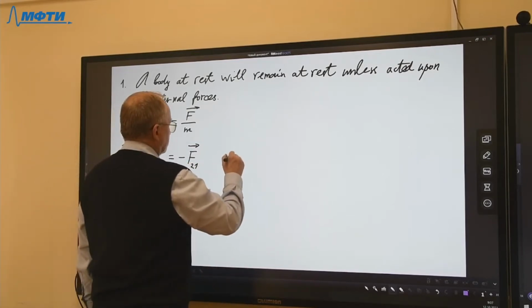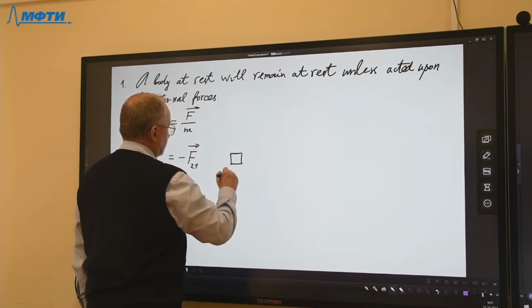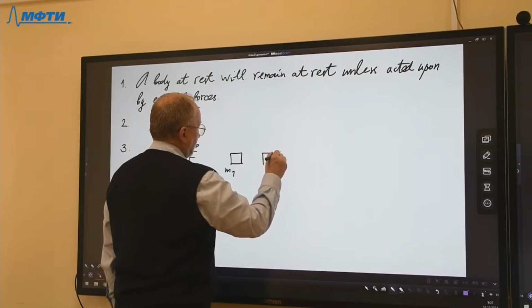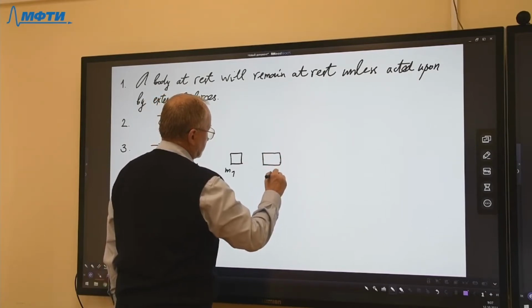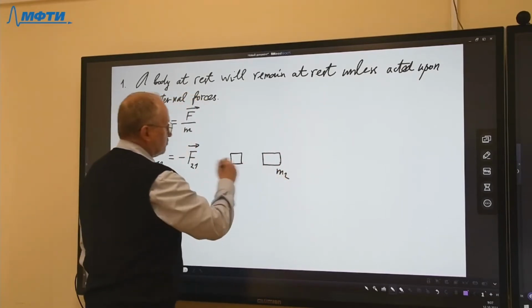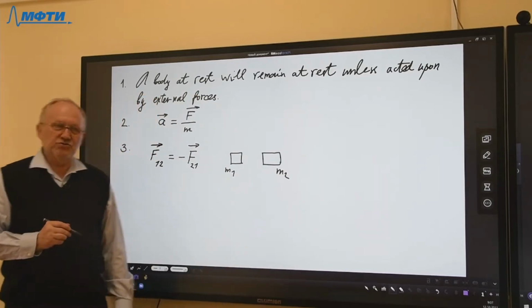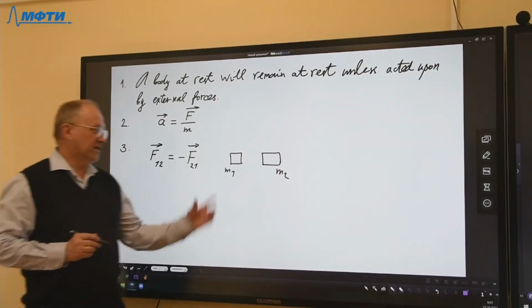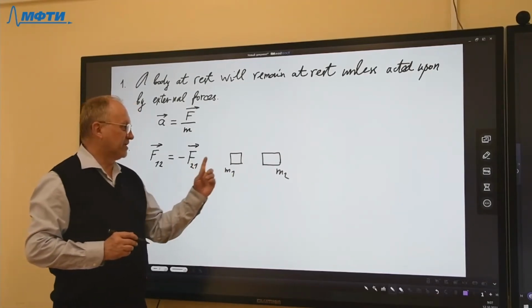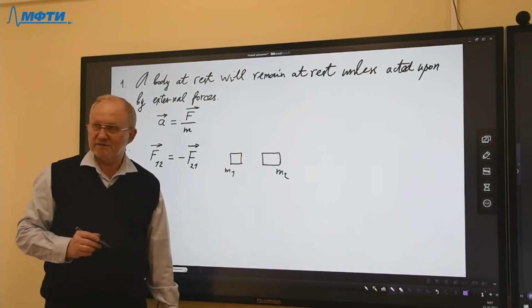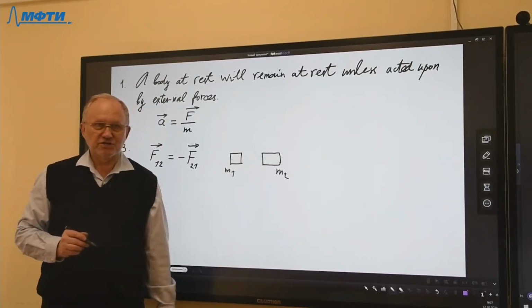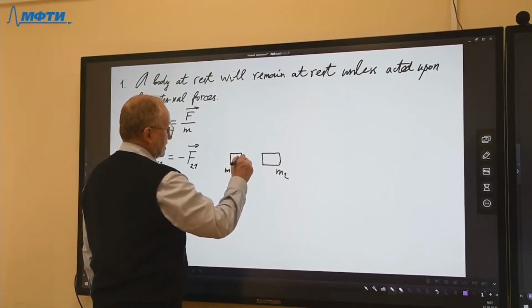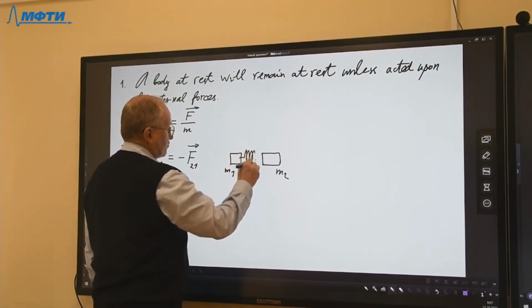If we have 2 different bodies, the body of mass m1 and another body of different mass m2, and these 2 bodies interact due to any physical mechanism of interaction. It may be electrostatic interaction, it may be magnetic interaction between 2 magnets, it may be gravitational interaction, it may be any kind of interaction. For example, it may simply be a spring. A spring may be here.